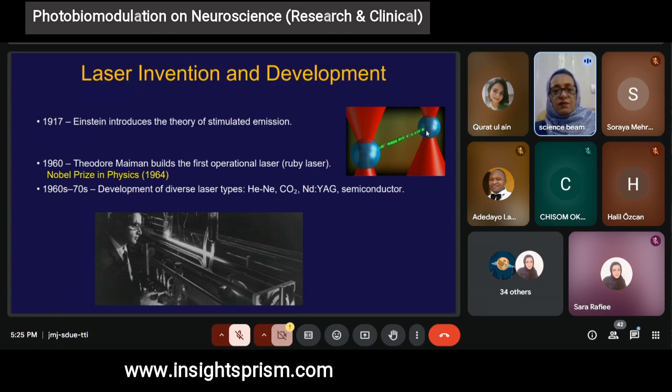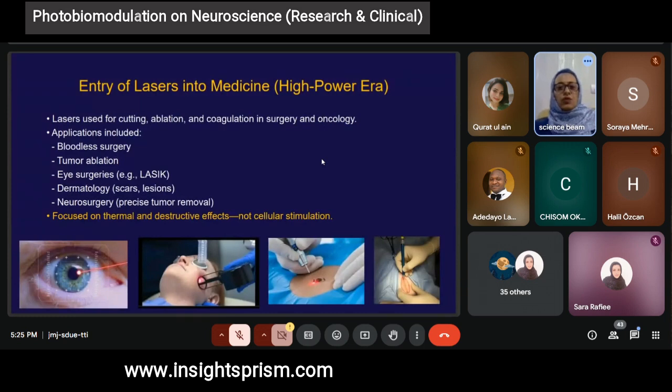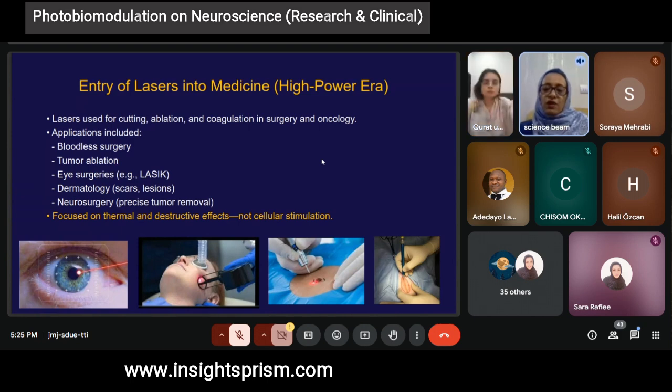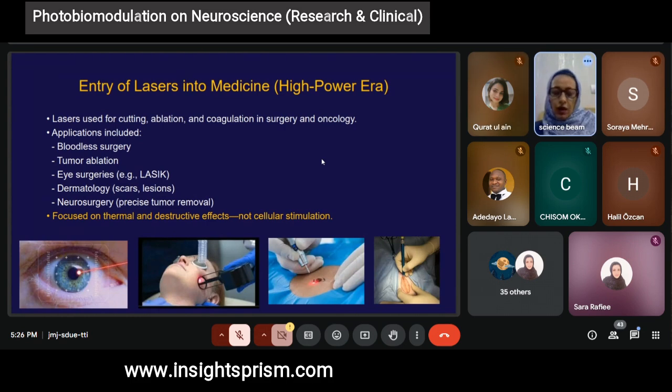After that, the first operational laser was made by Theodor Maiman, built with a ruby. After that came the development of different types of laser, for example gas lasers, the helium neon or CO2 laser, or Nd:YAG laser, or semiconductor laser. The first lasers were very high power, more than 1 watt, which nowadays we call high power.